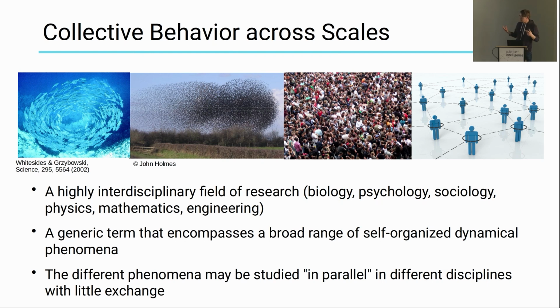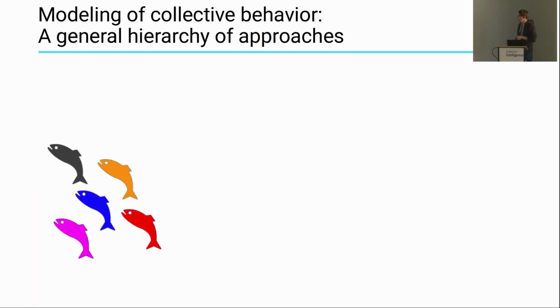But how do we model these systems? Modeling turned out to be one very important cornerstone of investigating collective behavior, also in biology, for example, because it allows us to test hypotheses in silico, in a computer, regarding the interaction between individuals. But there's a whole range of possibilities and mathematical approaches for how you could model collective behavior. And you can actually order them a little bit in a hierarchy.